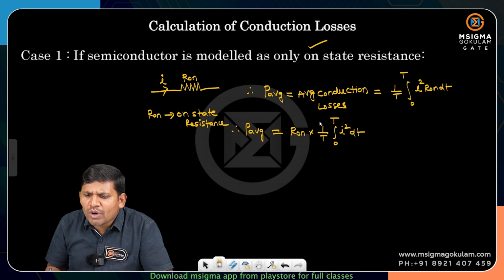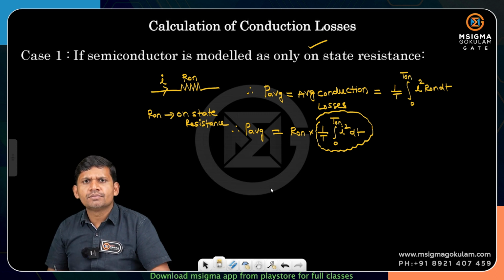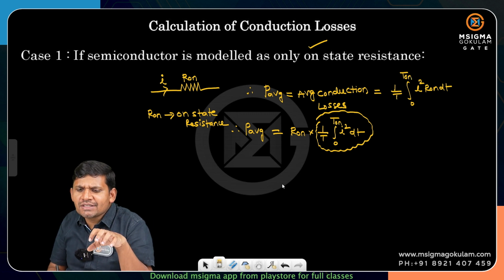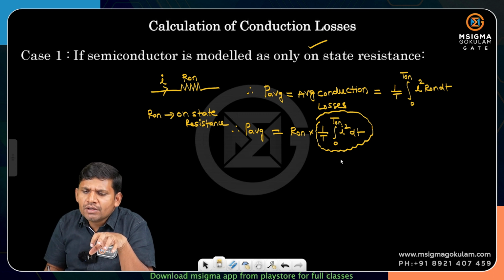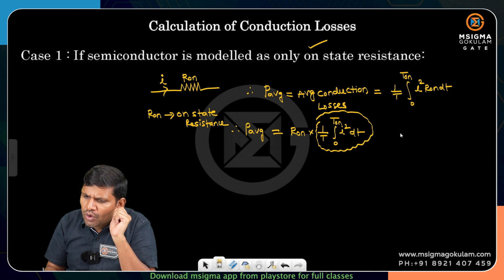Then what does this formula indicate, students? During which time are we calculating? Only the on time, 0 to T on. Only during the on time do losses exist. That's why I am taking 0 to T on. Clear? Now what does this formula indicate? We know that I RMS equal to, how can we write?